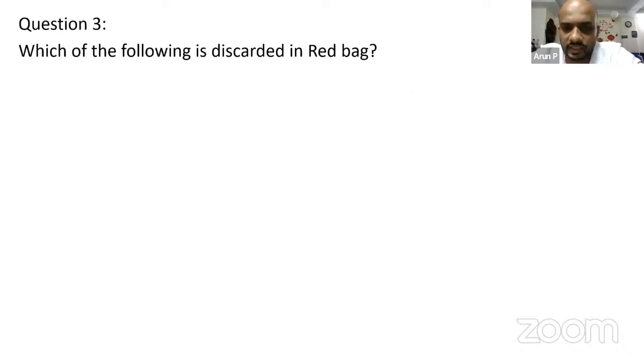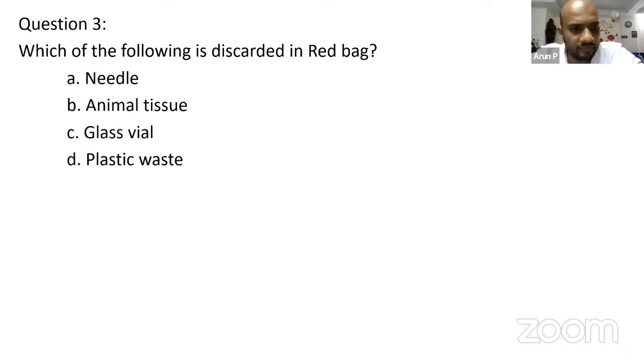Which of the following is discarded in the red bag? Needle, animal tissue, glass vial, plastic waste. Now you can rule out the answers. R is for recyclable waste. Needle, we already know, is a sharp waste which will go into white. Animal tissues are animal anatomical waste, which will go into the yellow bag. Glass vials and broken ampules will go into blue. So the answer would be plastic, the recyclable waste, or the IV tubing.